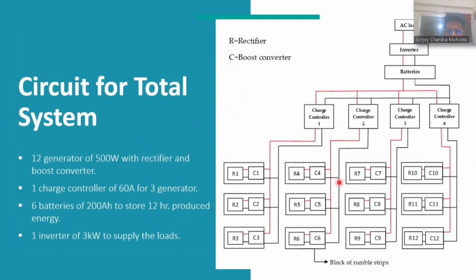So here is the circuit for the total system. For a total of 12 blocks, there will be 12 generators of 500 watt, and each of them will be connected to a rectifier and also a boost converter. 3 generators will connect to a charge controller and 4 charge controller outputs will be connected to a battery bank consisting of 6 batteries of 200 ampere hour. And finally, one inverter of 3 kilowatt will supply the AC loads.